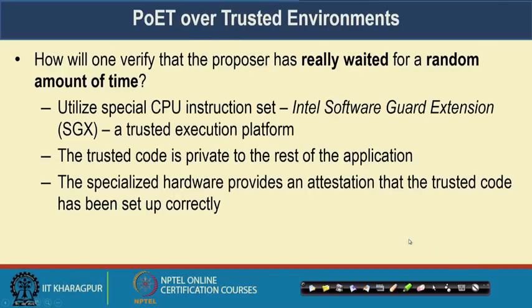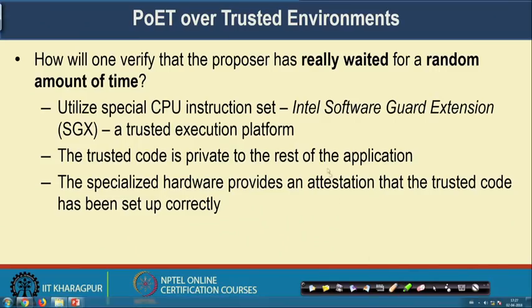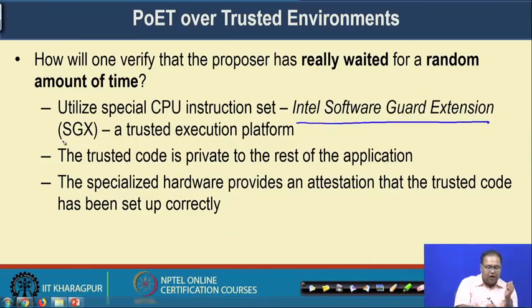The miner who is able to complete that random waiting first will be able to propose the new block. But here the challenge is, how will you verify that the proposer has really waited for a random amount of time? If it is a software control, then an attacker can make a change in the software code and may claim that, well, I have waited for 120 seconds before participating in the mining procedure. Now, to verify that, Intel utilizes a special CPU instruction set which is called the Intel Software Guard Extension or SGX, which is based on a trusted execution platform.